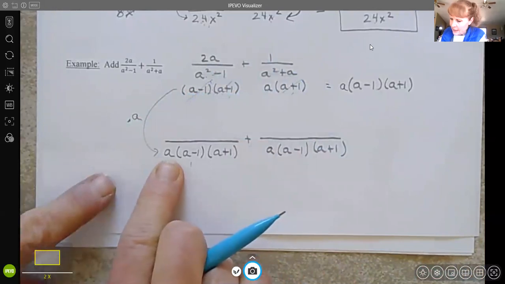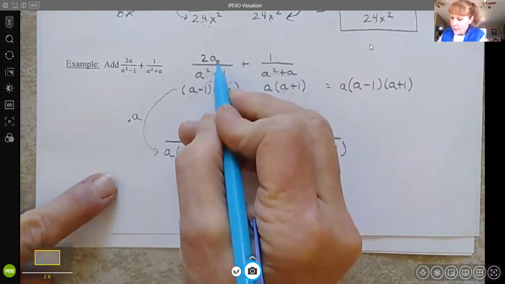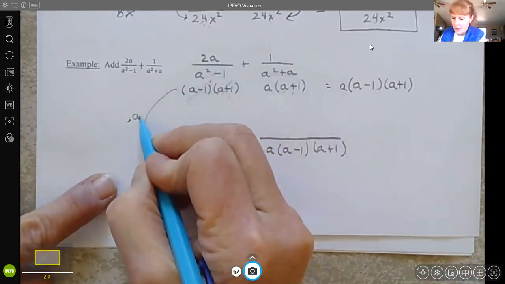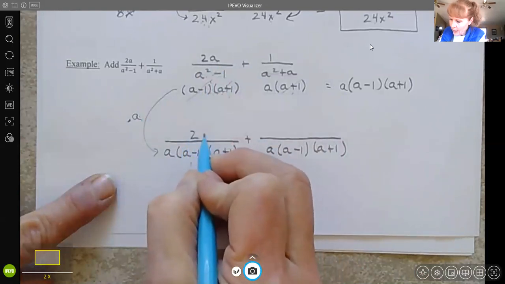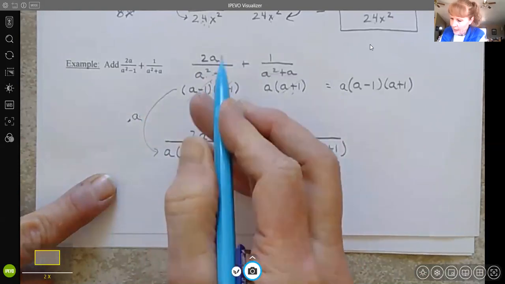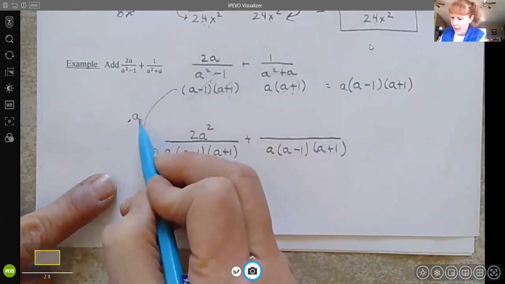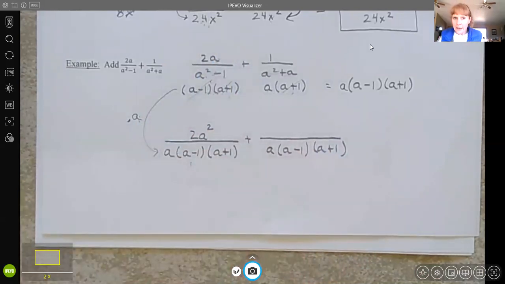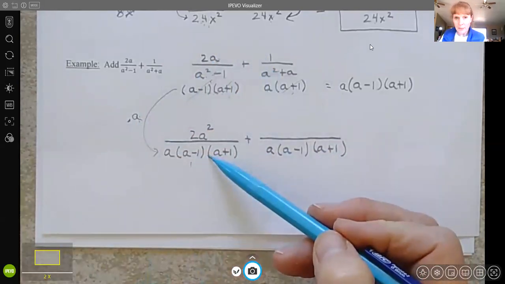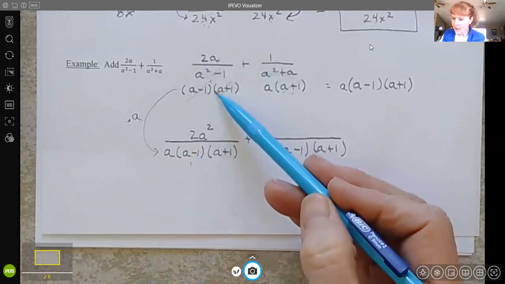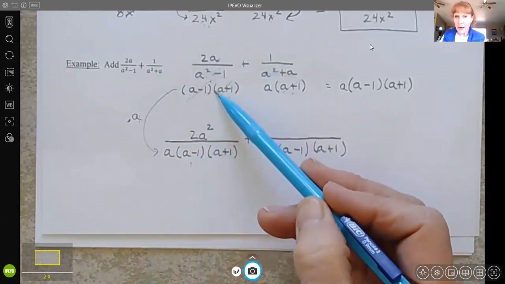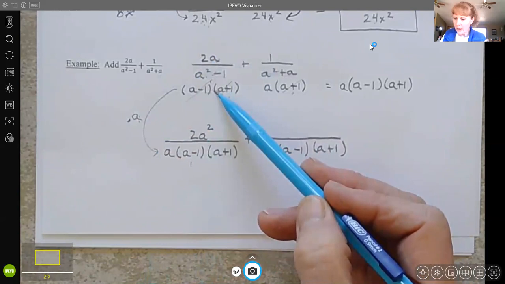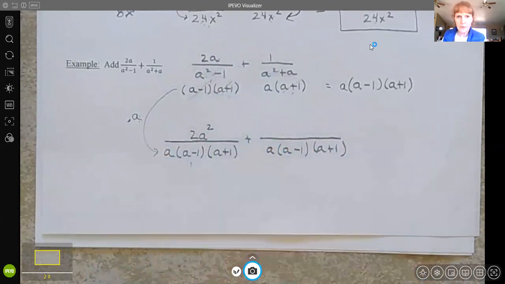That means I'm going to take my numerator times the a. So I get 2a squared when I take 2a times the a. And again, if you were to take your new denominator and divide it by this original, the a minus 1's all cancel and you're left with just an a. So let's go to the next one.